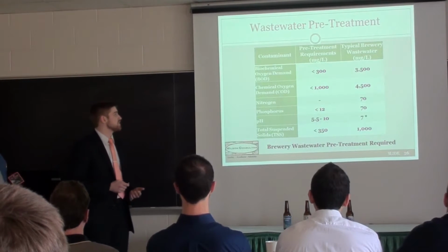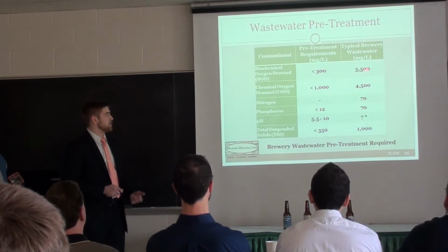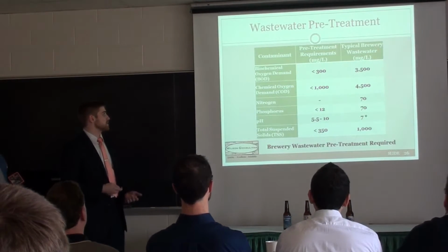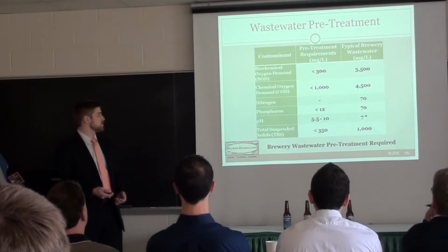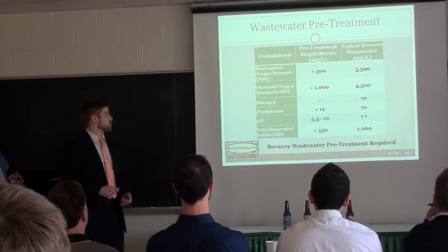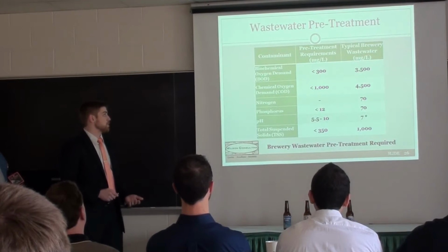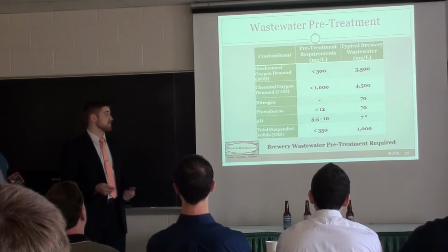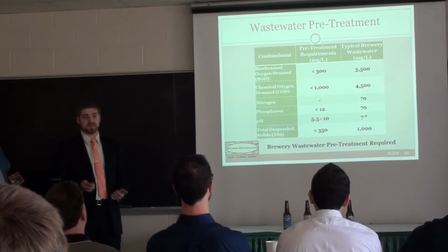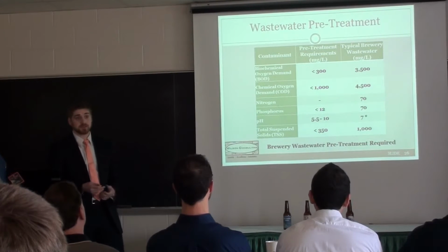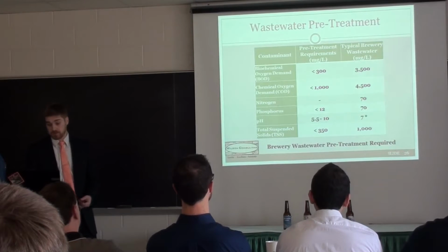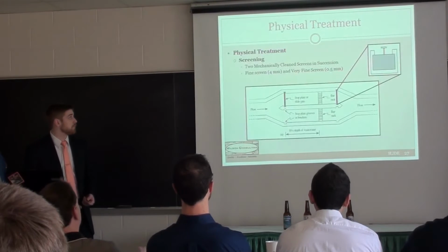And as you can see, these are the typical brewery wastewater concentrations for biochemical oxygen demand, chemical oxygen demand, nitrogen, phosphorus, pH, and total suspended solids. And these are the requirements from the sanitary wastewater treatment plant. So as you can see, the wastewater concentrations are pretty significantly higher than those required to be sent to the sanitary sewer system and ultimately to the wastewater treatment plant. So the pre-treatment of the water would be required.